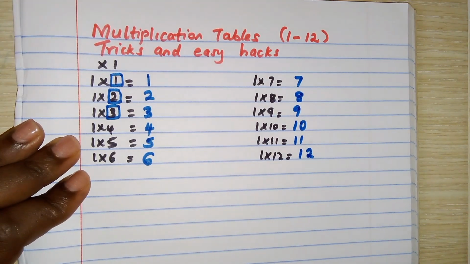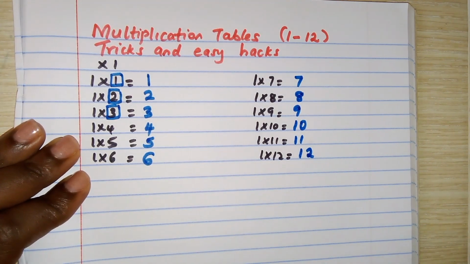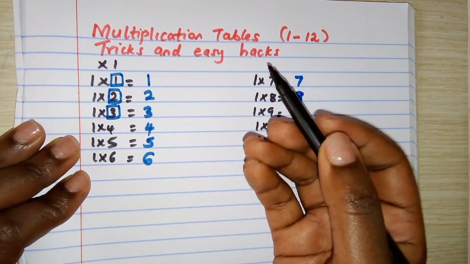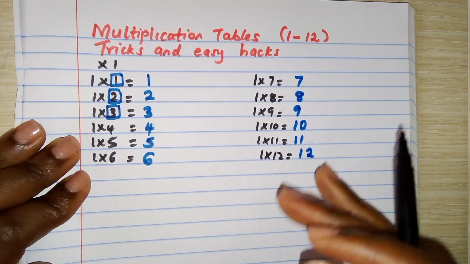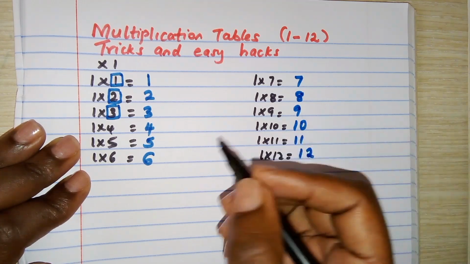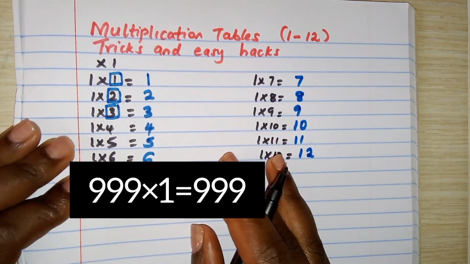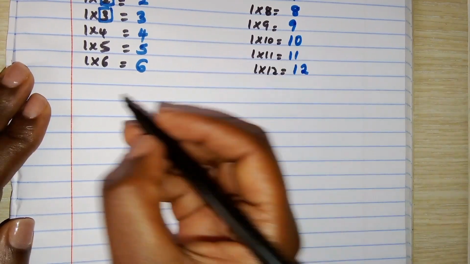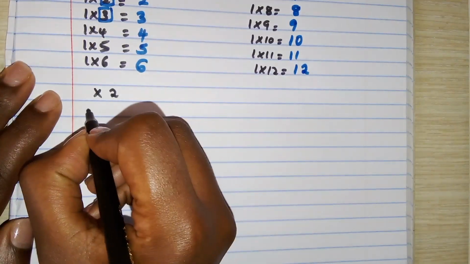So that's the easiest times table you'll ever get. Even if you get 1,000 times 1, it will just be 1,000. Or maybe 999 times 1, it will be 999. Okay, so let's go on to the next times table. We have the 2 times table.